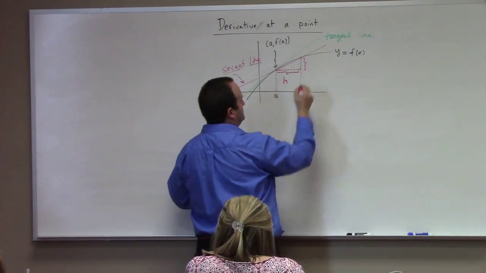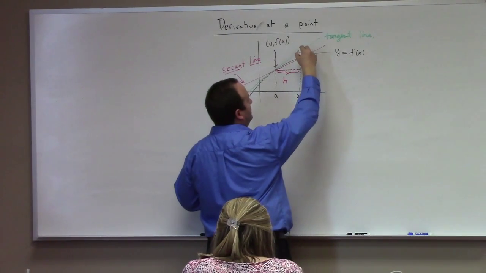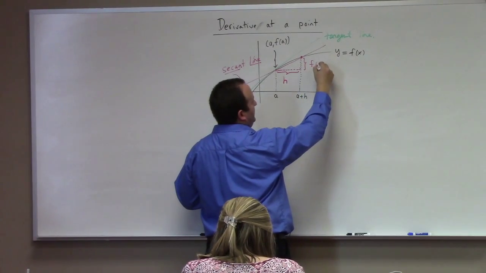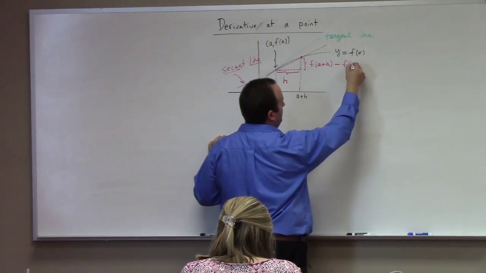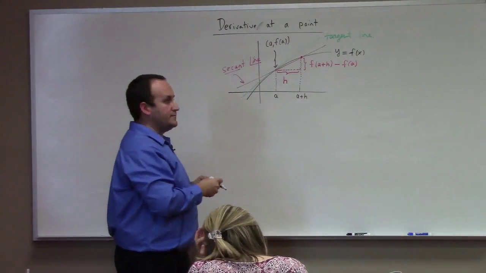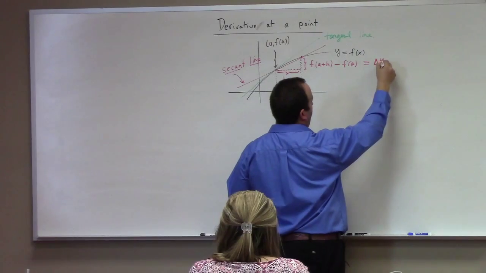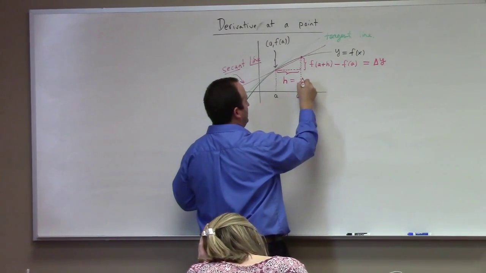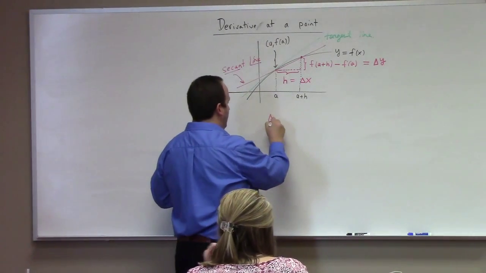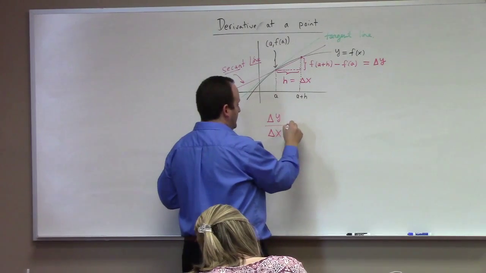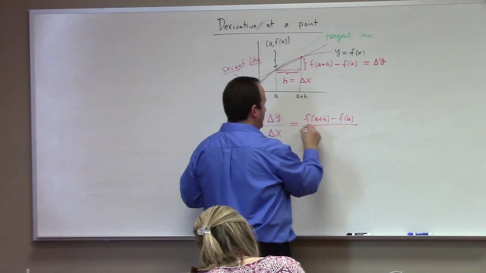And how about this one? See, this point up here is what? f of a plus h is the y value there, right? And then I have to subtract f of a. So you could use this notation. You could say, okay, well, this is the so-called change in y, and this is the change in x. Triangle is just shorthand for change. So the change in y over the change in x is equal to f of a plus h minus f of a, all divided by h.